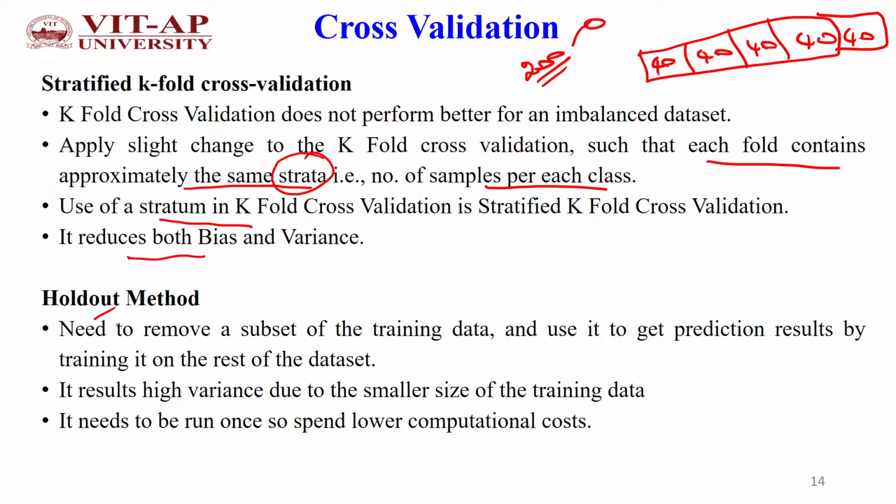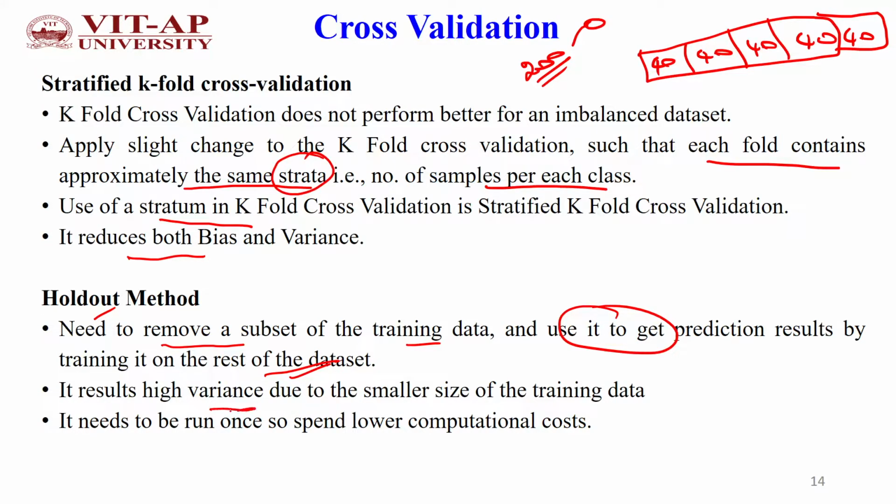Then the holdout method is a simple method which removes a subset of the training data and uses it for predicting, by training on the rest of the data, and the testing data will be used from the rest of the data.